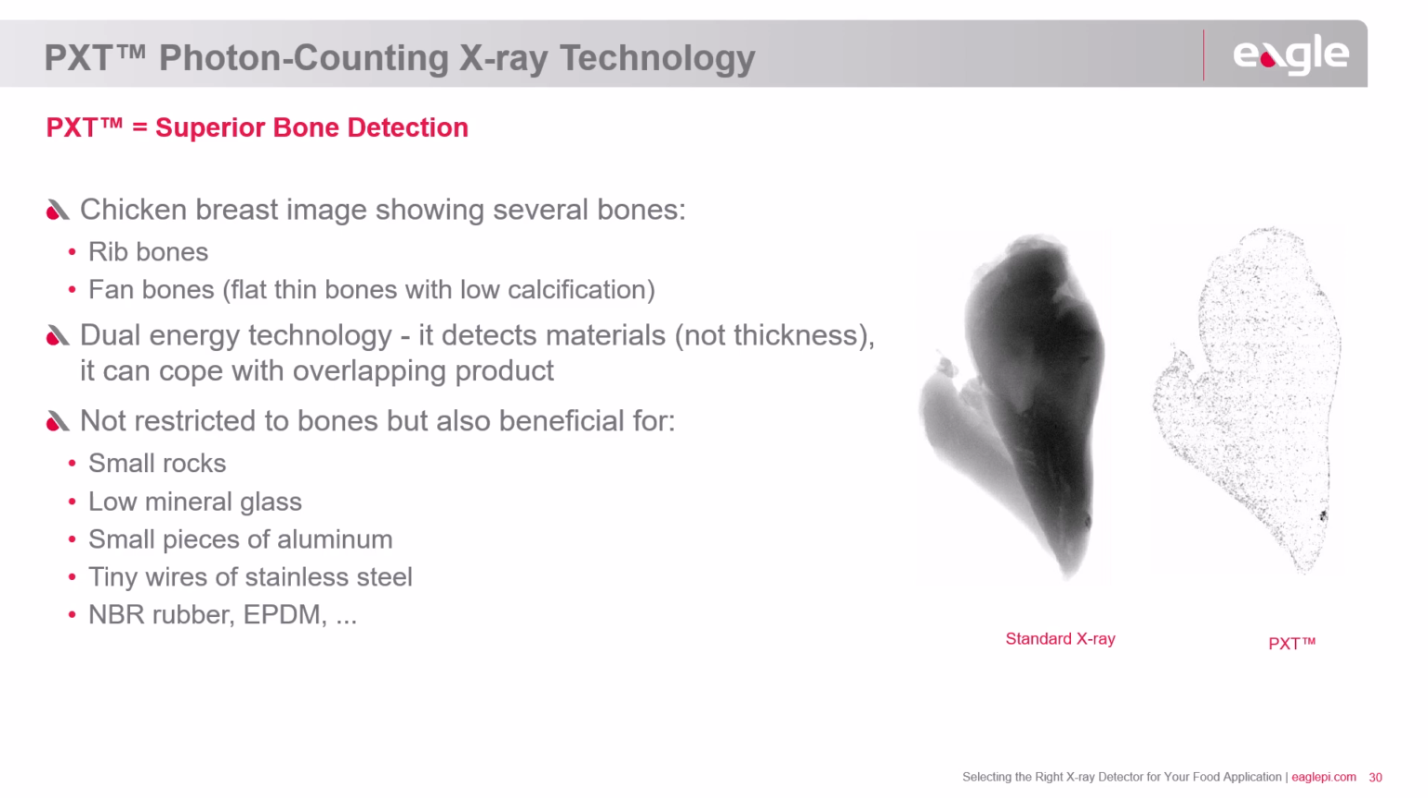However, with the introduction of PXT photon counting X-ray technology, it's possible to utilize lower power while still obtaining remarkably clear and detailed images. This advanced technology allows for the detection of low-density bones, such as fan and rib bones, which are typically difficult to identify in conventional inspections. As a result, processors benefit from a reduced total cost of ownership while maintaining high standards for contaminant detection. By effectively filtering out the surrounding meat, this technology enables the identification of small bone fragments in those hard-to-reach areas, thereby enhancing product safety and quality.